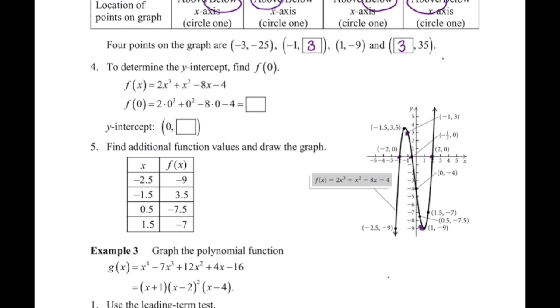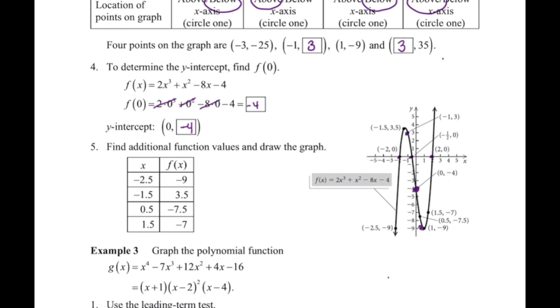Let's find the y-intercept to see what might happen at the y-intercept. So to find the y-intercept, we plug in 0 and evaluate. This ends up being 0, 0, 0, so -4. We also now have the point (0, -4).